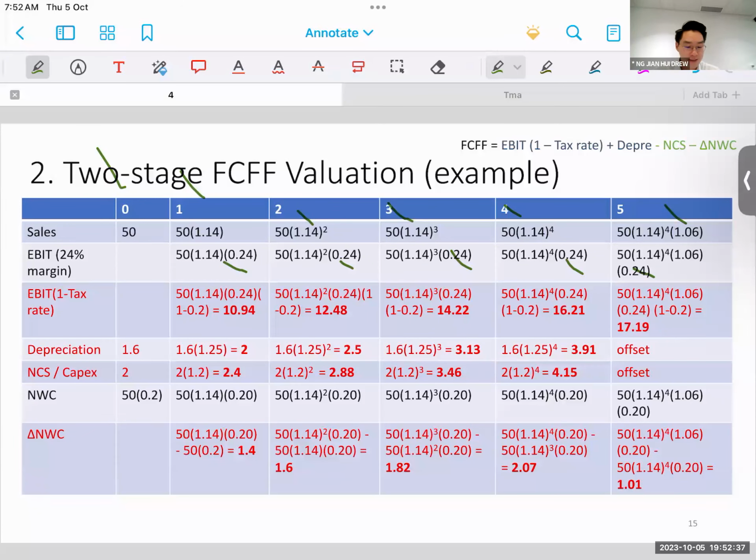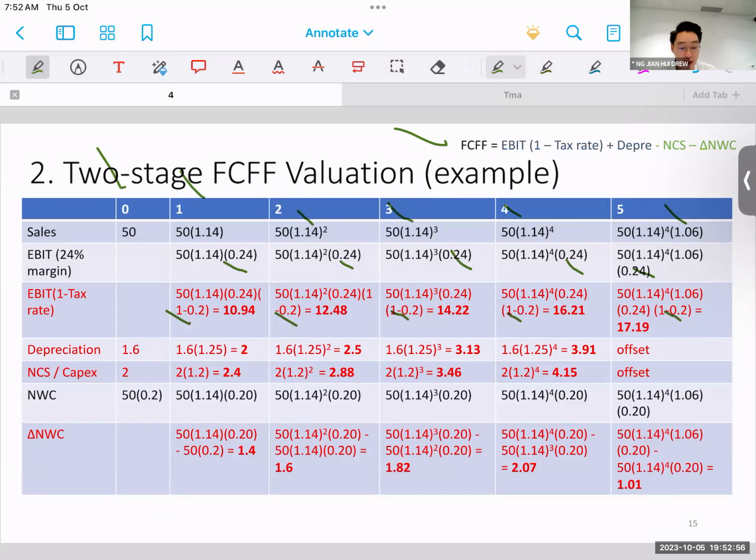But you don't have to do this. We know that we are using this formula, the EBIT formula. So we must multiply by 1 minus tax. And the tax rate is 20%. So we multiply by 1 minus 0.2. We just multiply it like that.